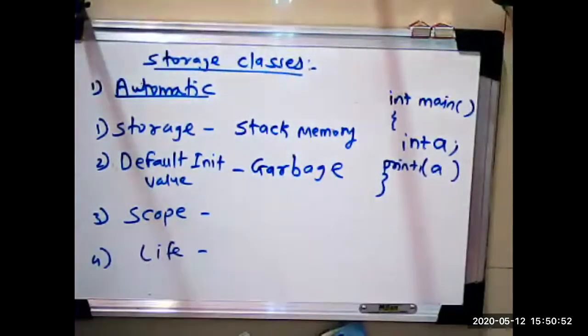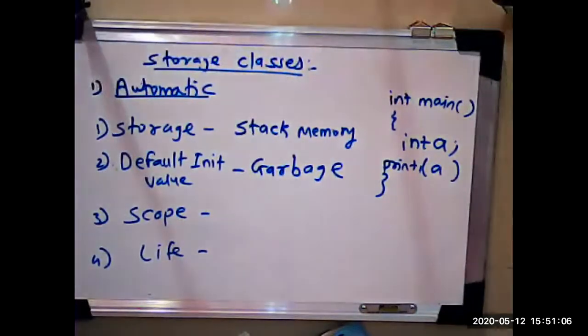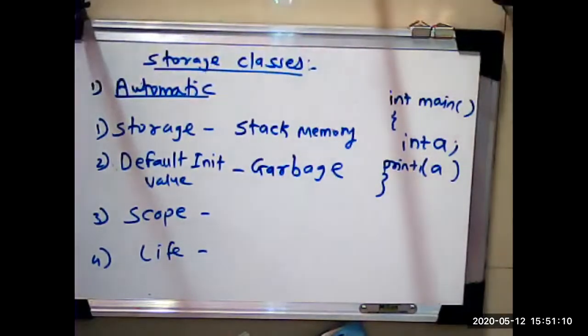So what value of a gets printed if you have not initialized it? The value is a garbage value, because a is stored in the stack, and whatever variable is stored in the stack contains the default initial value as garbage. So always remember that before using a local variable you have to initialize it. If you do not initialize it, you are using the garbage value. Now the next one is the scope.